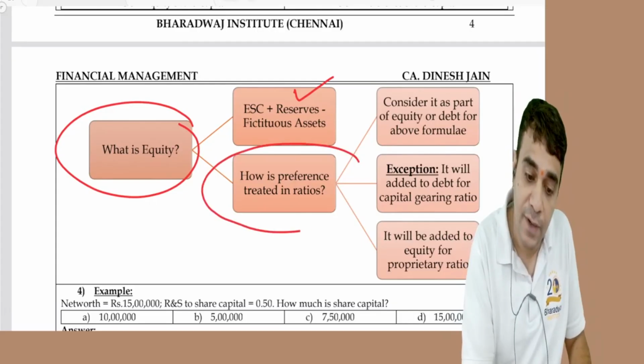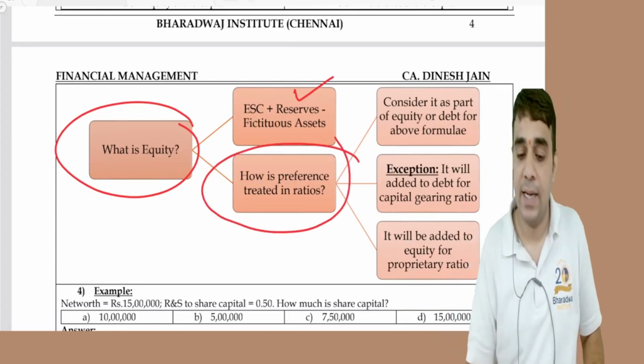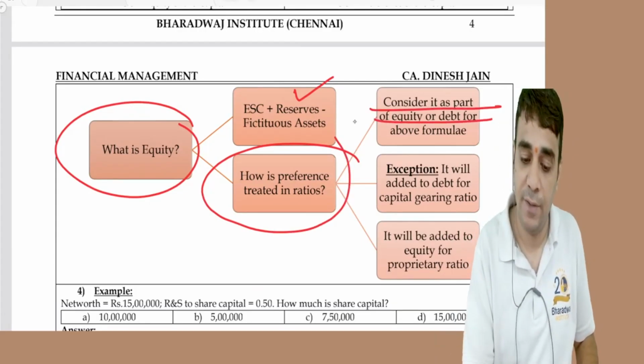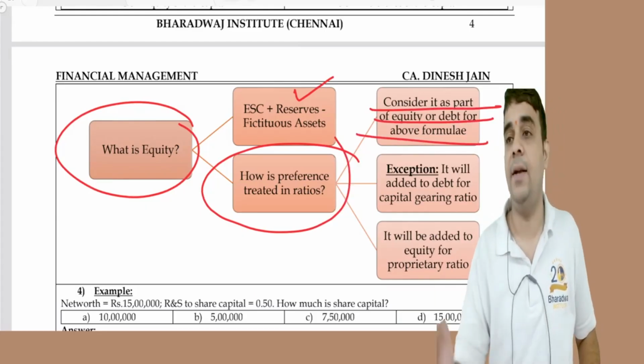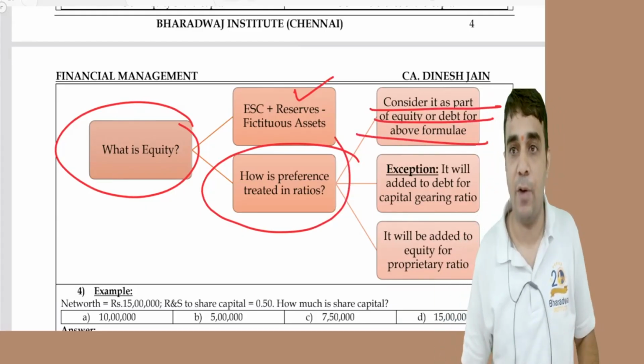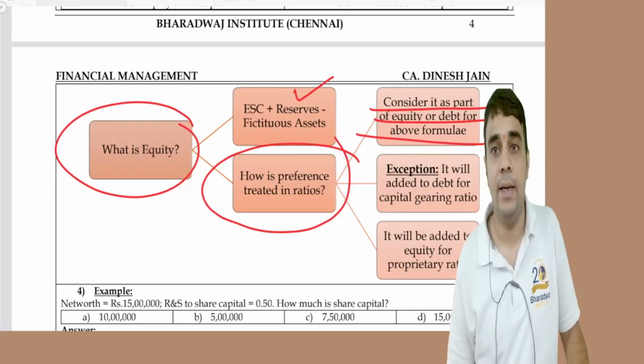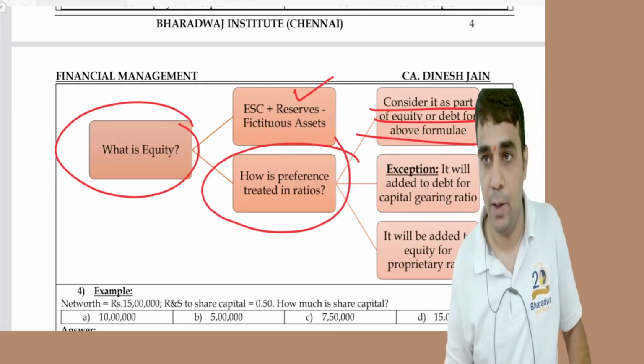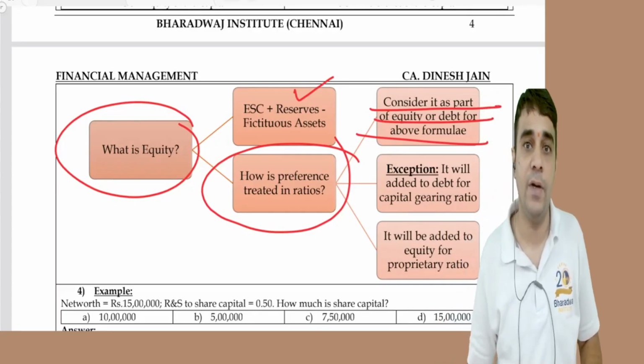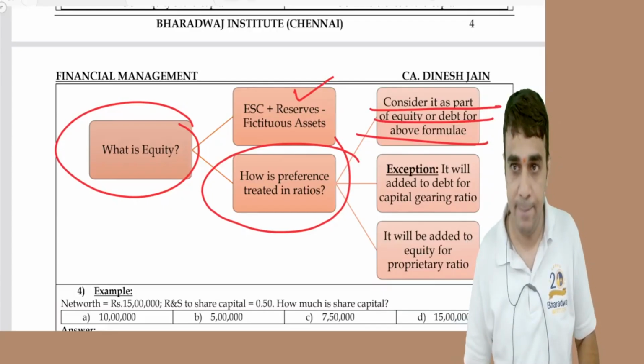How is preference treated in the ratio? Consider it as part of equity or debt in the above formula. Consider it as part of what? Equity or debt. Mostly I'll treat it as part of equity. Mostly treated as part of equity. Any doubts till this? Any doubts on this?